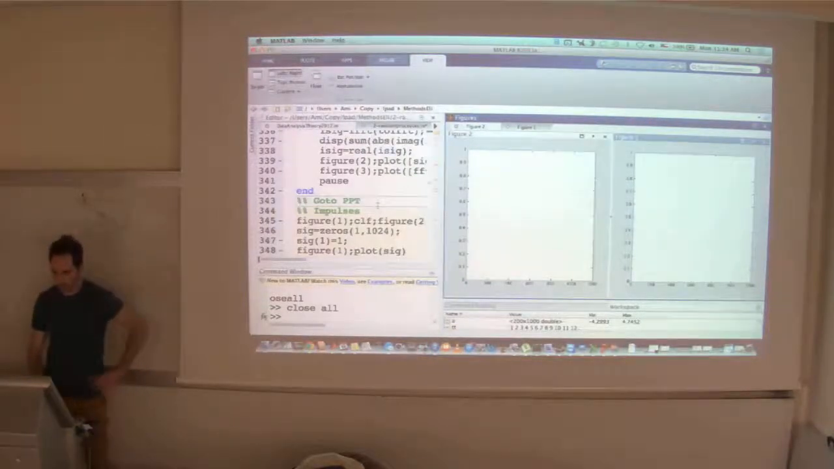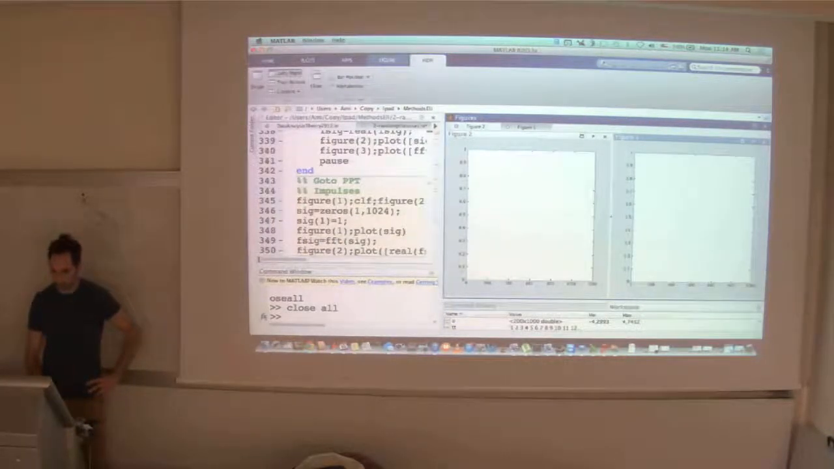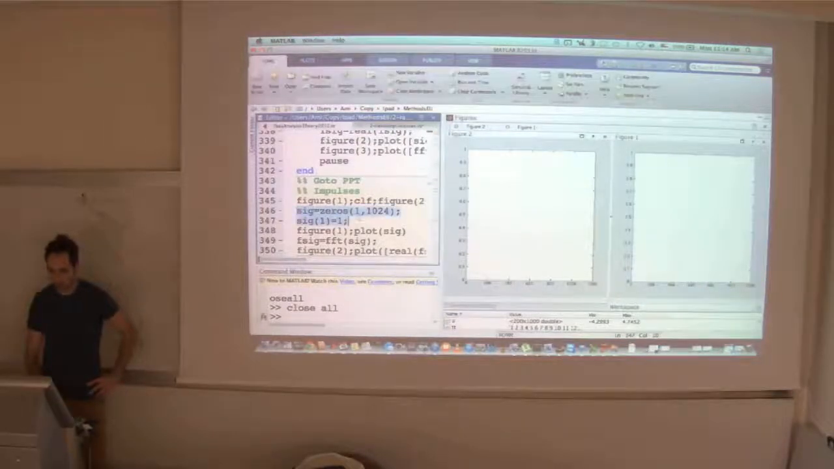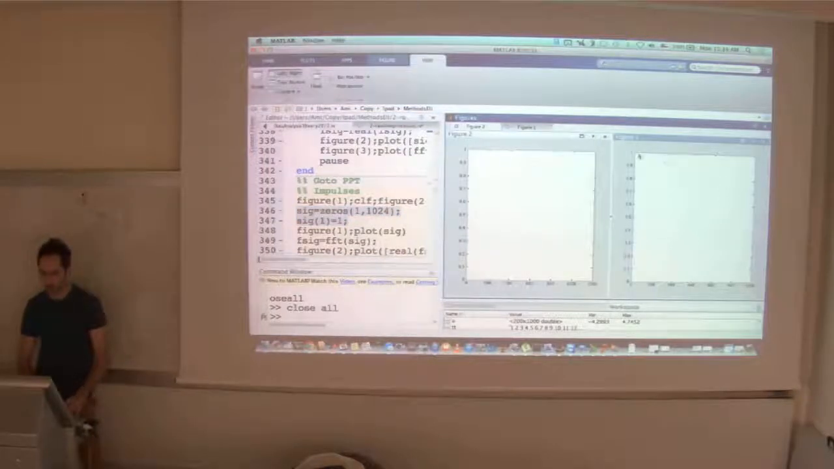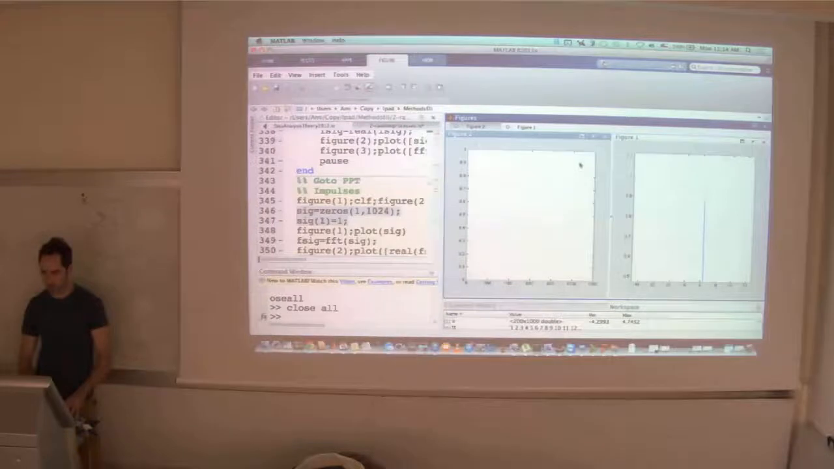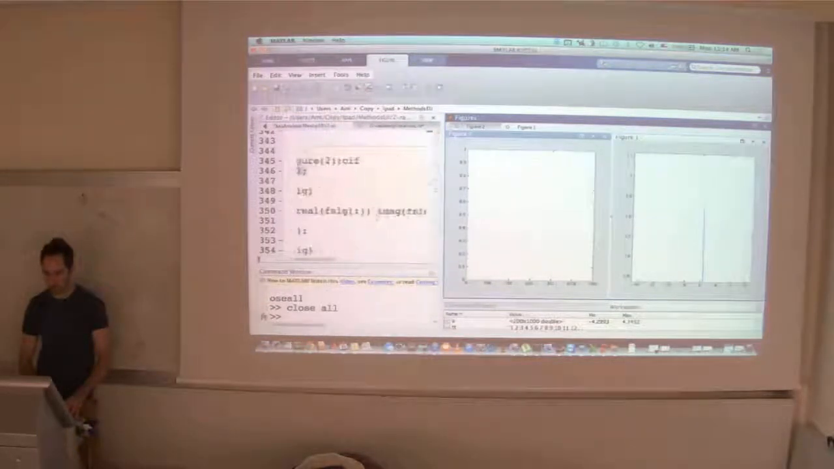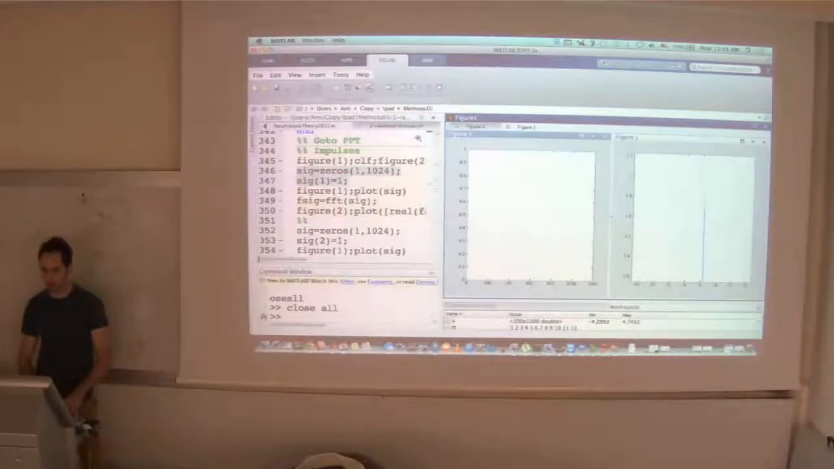Okay, so I created a click. The way that I created a click is to generate a signal which is zeros, and in one time point I put 1, and then I plotted it here. So everything is 0 except for this. In the FFT, I plotted the real values, and again the imaginary values. So everything is 1, and all of the phases are 0. Exactly as the theorem says.